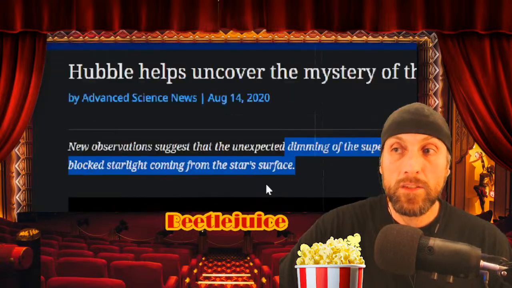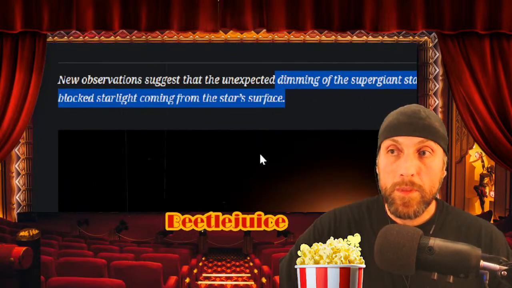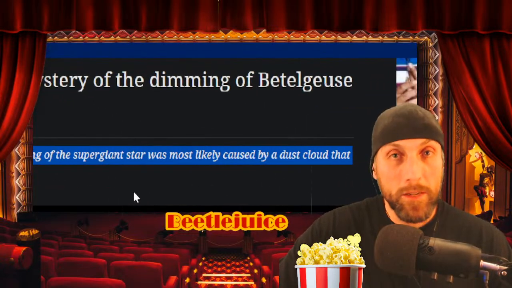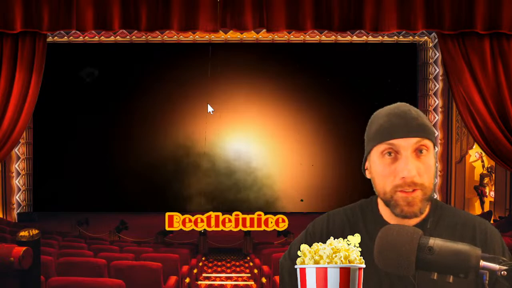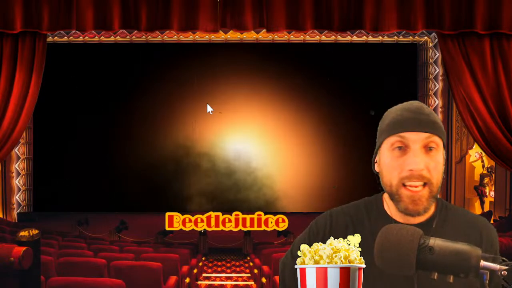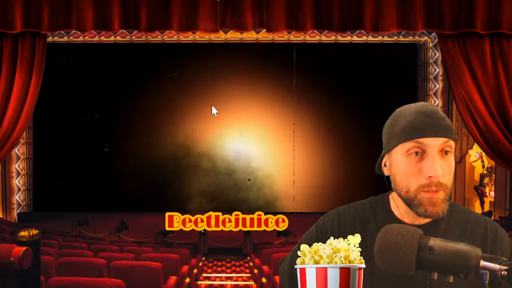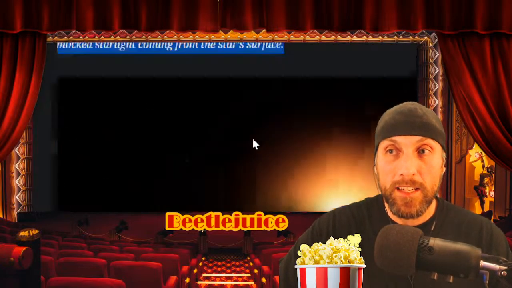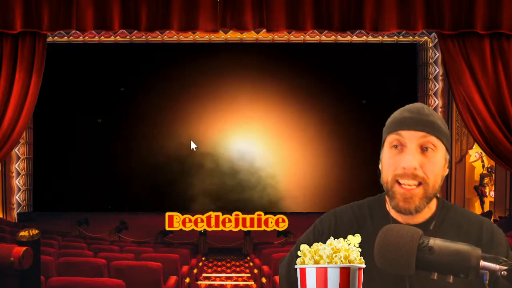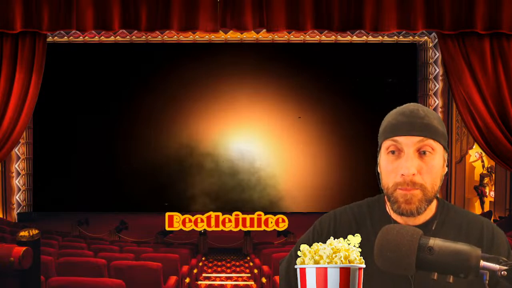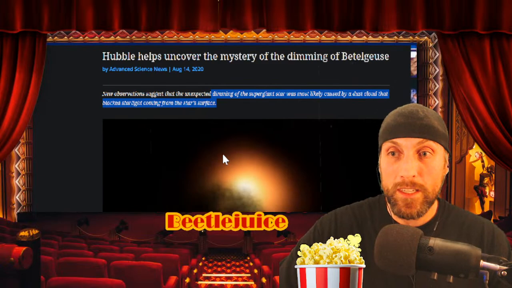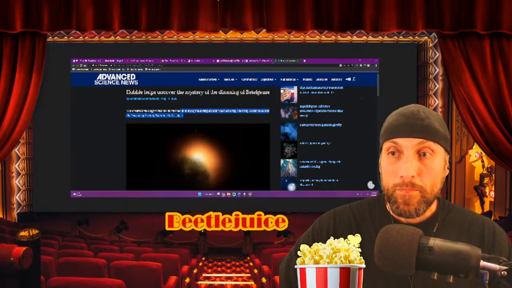In the modern day, this is really interesting because it says here, the Hubble helps to uncover the mystery of the dimming of Beetlejuice. This star, Beetlejuice, has been dimming over time, over the last, I don't know, decade and a half. Something happened with Beetlejuice. I don't know if you're aware of this, but in 2019, this star noticeably started becoming dimmer and dimmer. And here is an alleged NASA photograph of the event, of the star actually becoming more and more dim, as you can see.